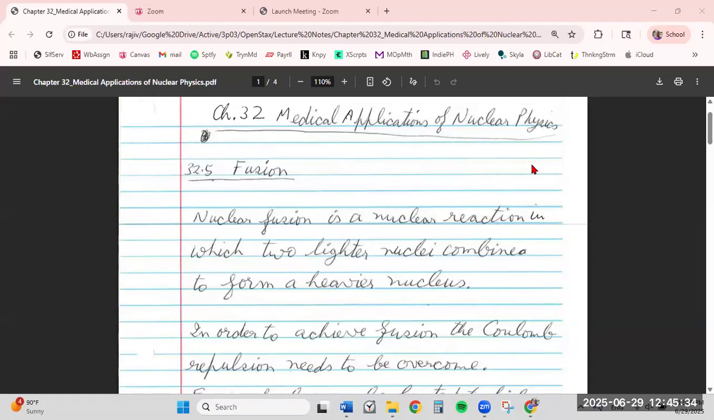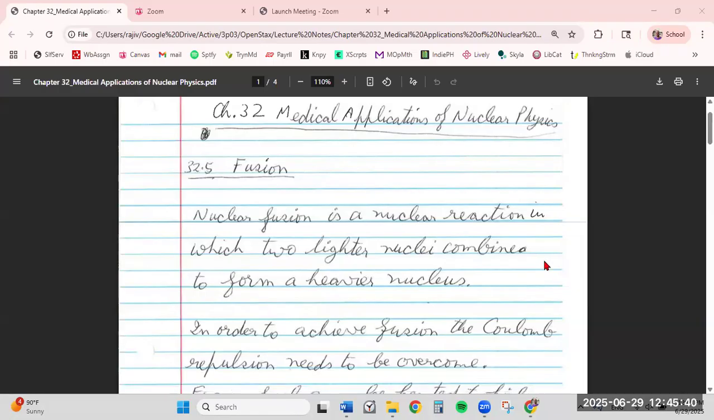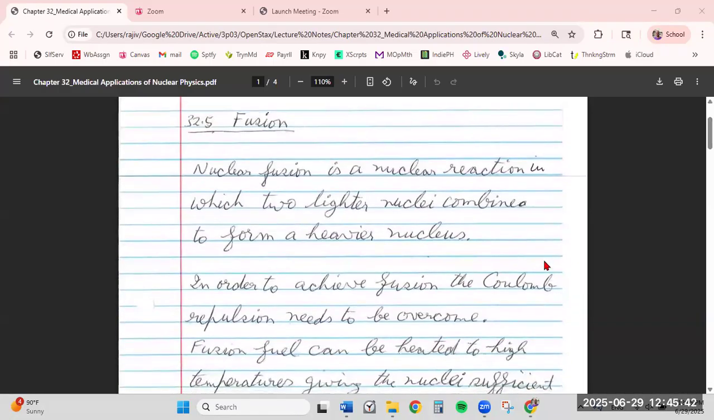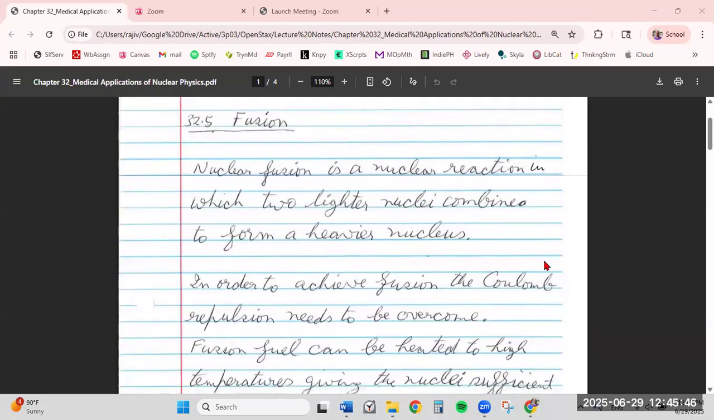Anyway, we'll only look at two sections. Let's start with 32.5, which deals with nuclear fusion. Nuclear fusion is a nuclear reaction in which two lighter nuclei combine to form a heavier nucleus.